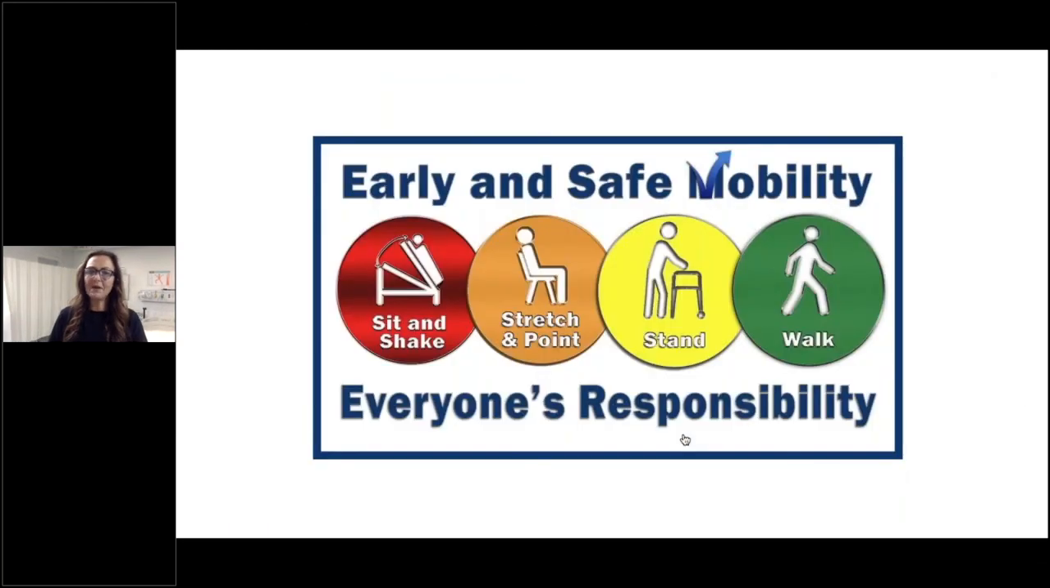Early and safe mobility is everyone's responsibility. Remember, sit up, stretch and point, stand up, and walk.